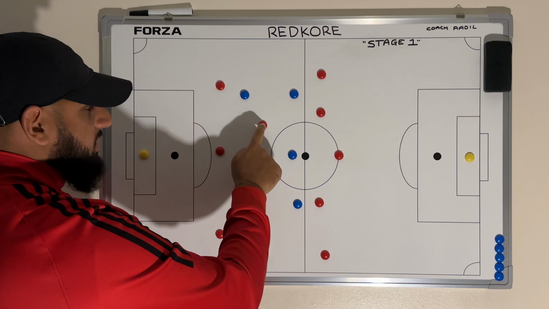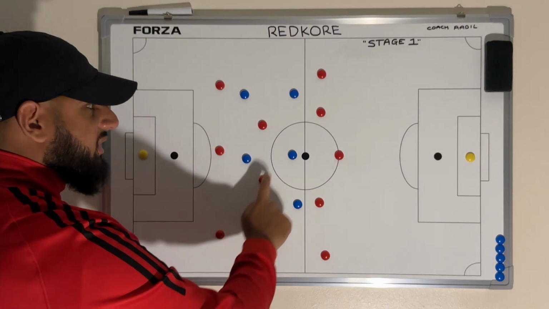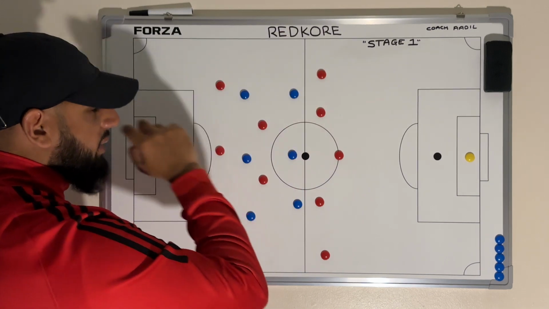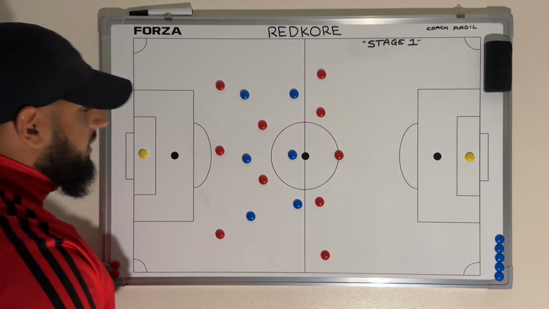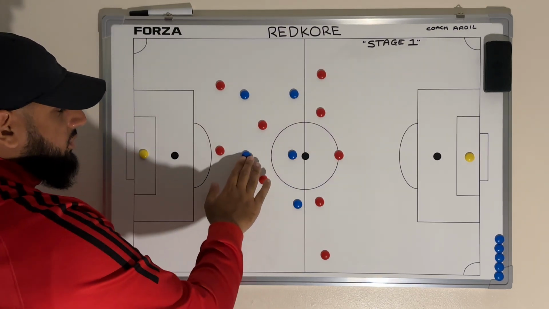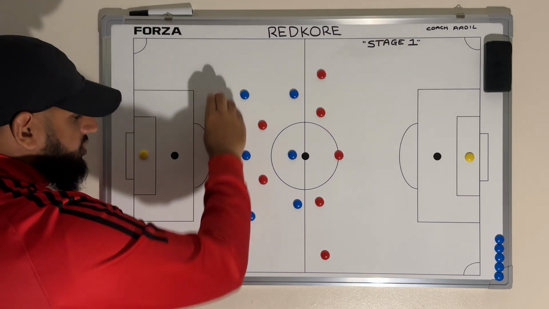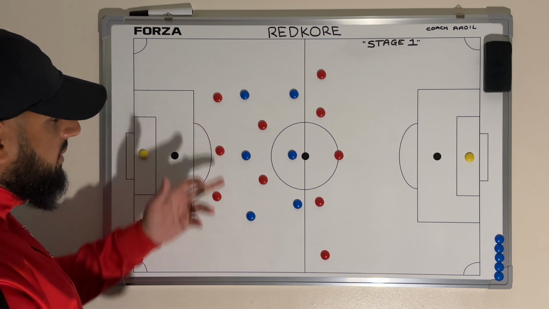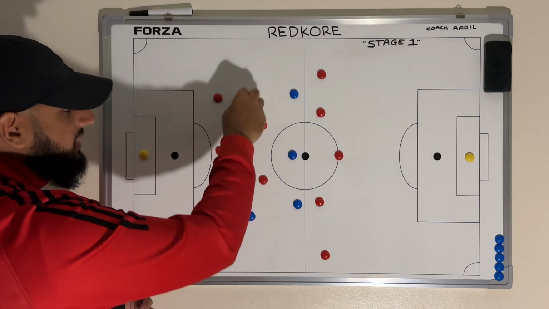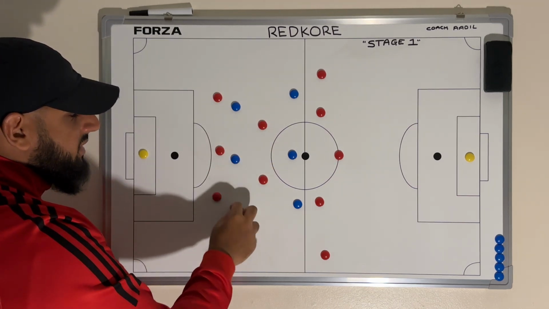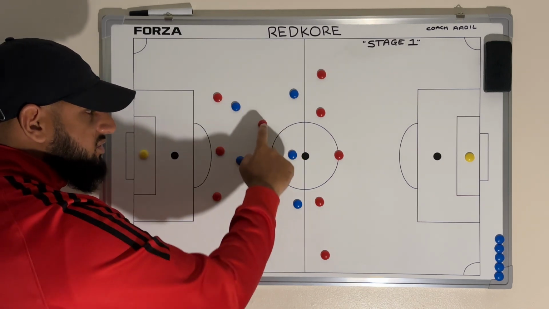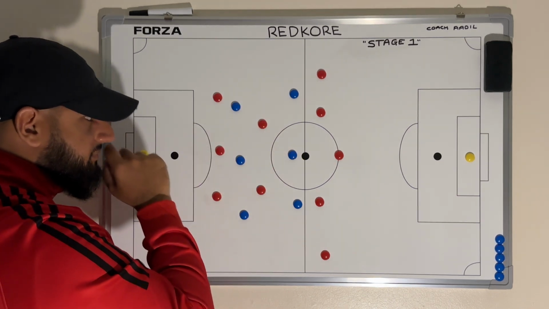This will be my deep line playmaker, my box-to-box midfielder, my number 10, right wing, inverted striker, and the left wing. So what I would look to do is play the ball between my defenders. I want my defenders to be playing the ball between them to initiate the pressing from the opposition.